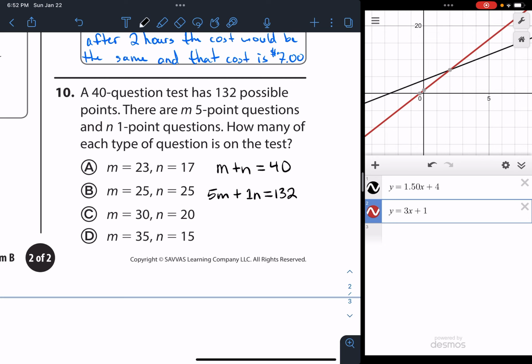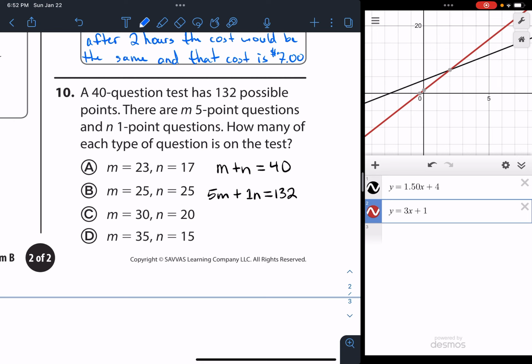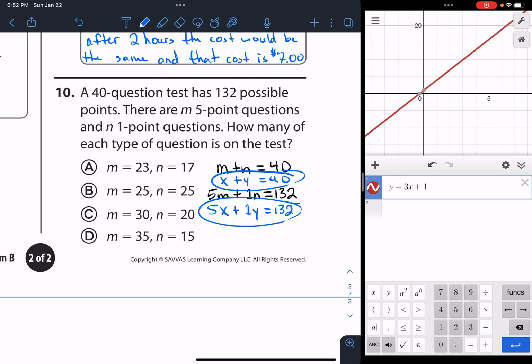Now, you can technically take this and make it x's and y's. So you could say x plus y equals 40. And then you could also say 5x plus 1y equals 132. Then you can graph these equations into Desmos because you're going to use x's and y's, and you can see where they cross. As you have noticed throughout this entire test, that is how you find your answers: at the intersections, if they intersect at all.